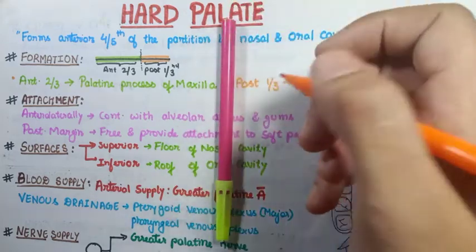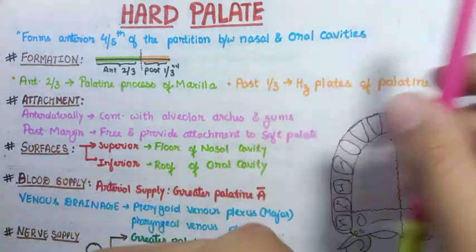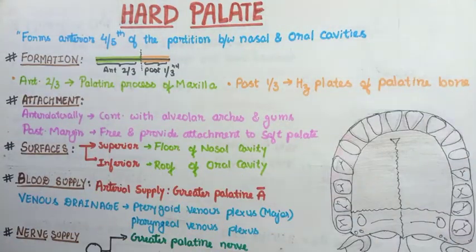In the body also we have further subdivision. We have an anterior 2/3 and a posterior 1/3. The anterior 2/3 is formed by the palatine process of the maxilla, while the posterior 1/3 is formed by the horizontal process of the palatine bone. So let's look into 3D and find out where these bones actually lie.